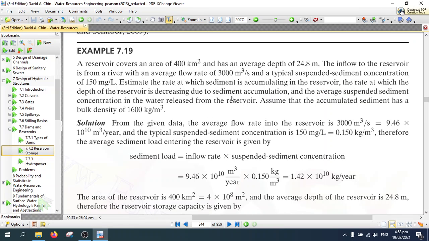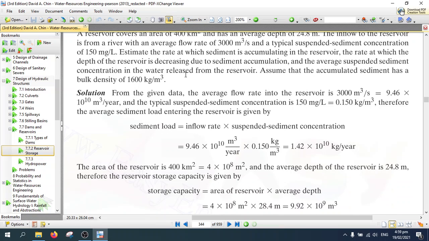And then finally, the third question is what is the average suspended sediment concentration of the water that is being released from the reservoir. So you have sediments that are entering the dam. Some of them are being retained or accumulated in the reservoir, while the rest are essentially just escaping or being released from the reservoir. So you just have to calculate for that.